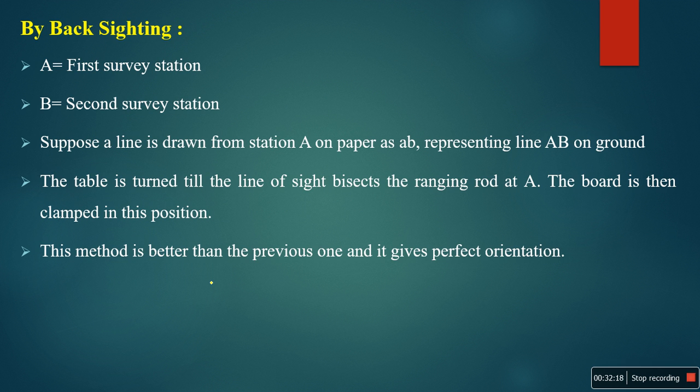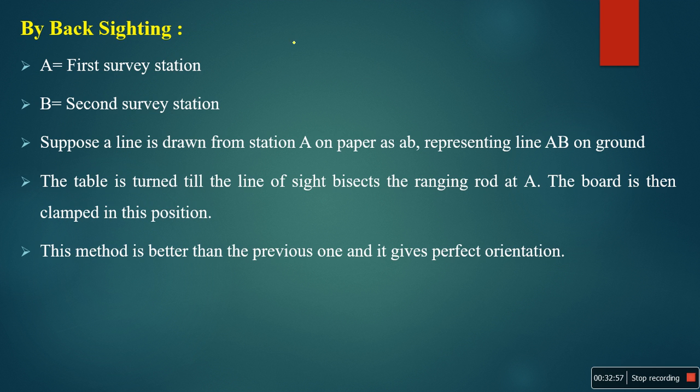Then by using back sighting, okay, this is station A, the first survey station, and B is the second survey station. Suppose a line is drawn from station A on a paper as ab, representing the line AB on the ground. The table is turned until the line of sight bisects the ranging rod at A. The board is then clamped in that position. This method is better than the previous one and it gives the perfect orientation.